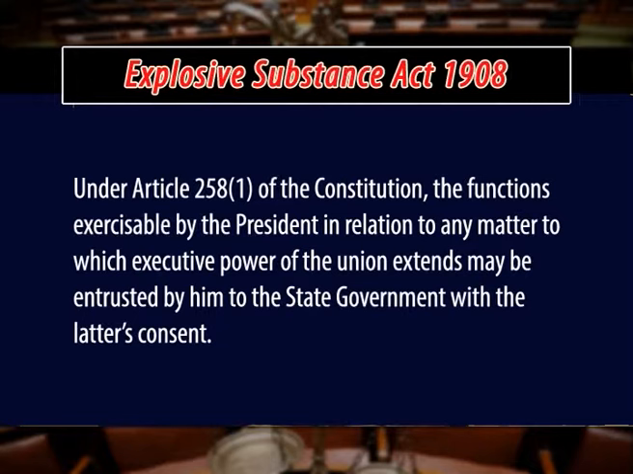Under Article 258(1) of the Constitution, the functions exercisable by the President in relation to any matter to which the executive power of the Union extends may be entrusted by him to the state government with the latter's consent. Section 7 embodies one of such functions which may be performed by the President in the exercise of his executive power, namely the function of according consent in respect of an offence against the Act.